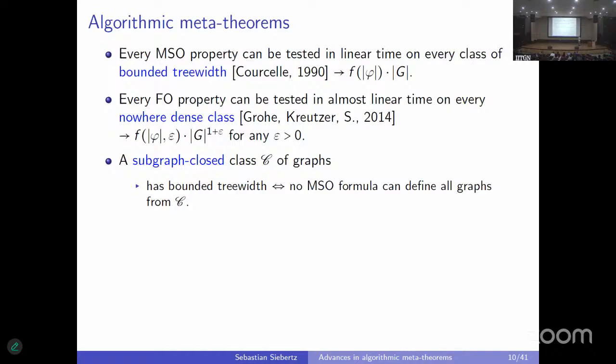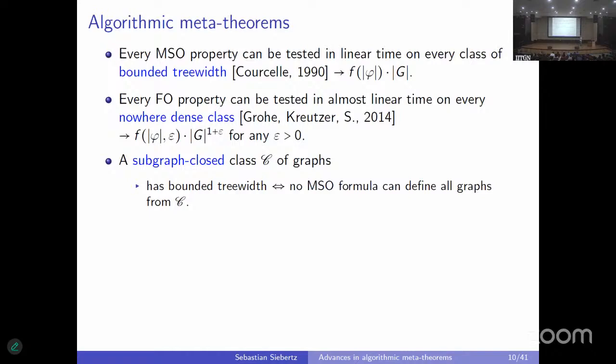So from a logical perspective, it turns out that if you have a subgraph-closed class, so that whenever a graph is in the class, then all its subgraphs are also in the class, then it has bounded treewidth if and only if monadic second order logic cannot define all graphs from it.